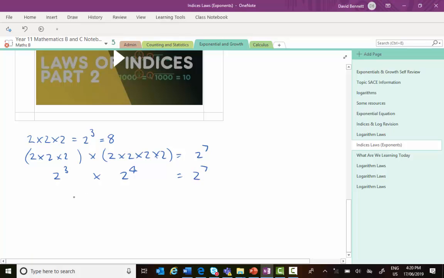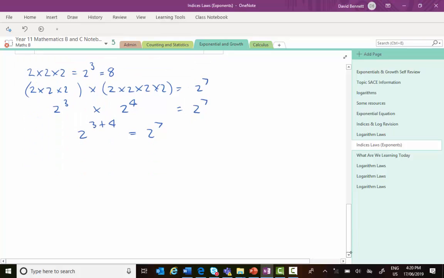So the rule here, when we're looking at timesing, is I could write this as 2 to the 3 plus 4, and that's equal to 2 to the power of 7. So when we're timesing base numbers together, what we are going to do is add the powers. There are some distinct rules here, and we generally use general terms. So if we did x to the power of n times x to the power of m, the first rule is I'm going to write that as x to the power of n plus m. So that's our first rule.